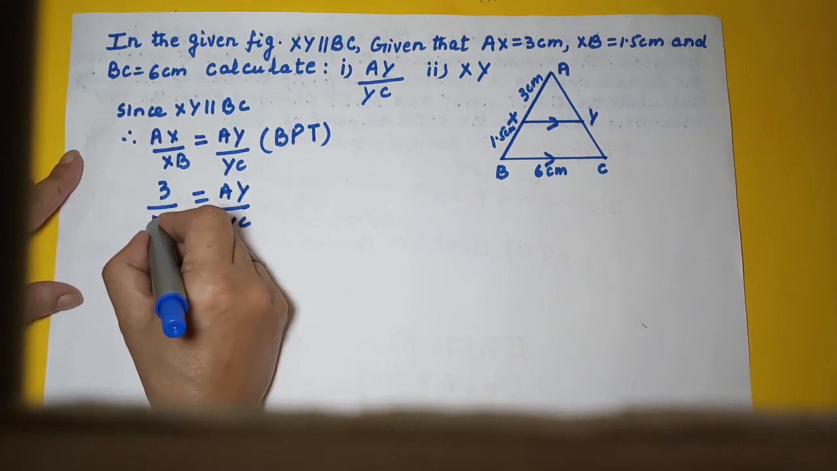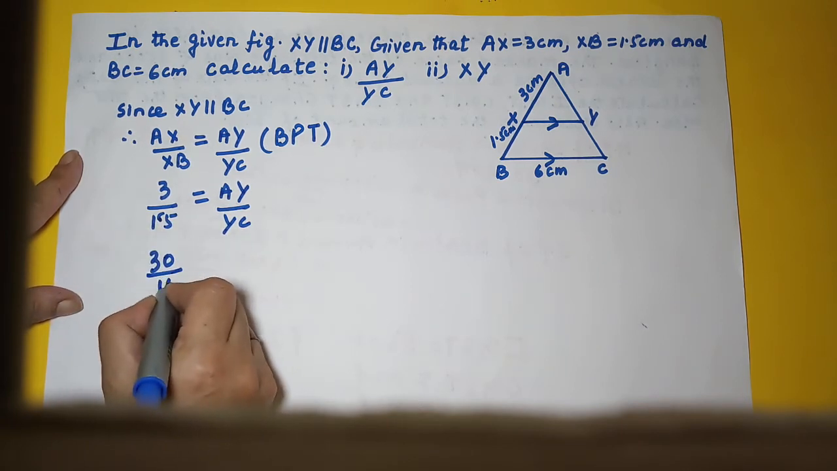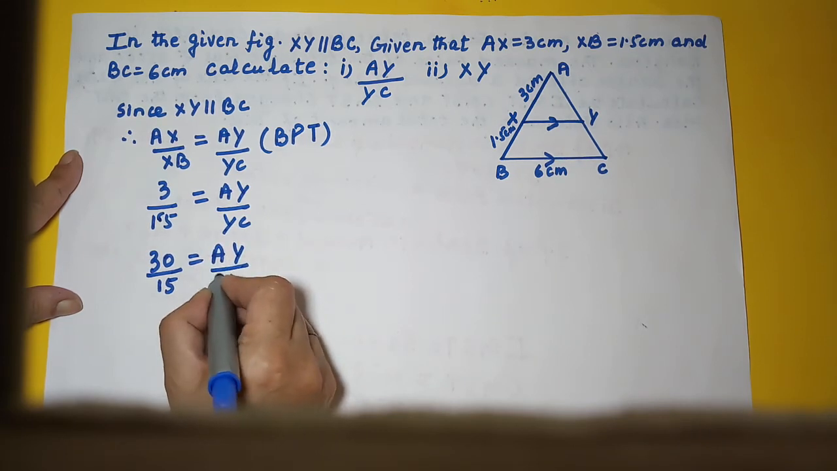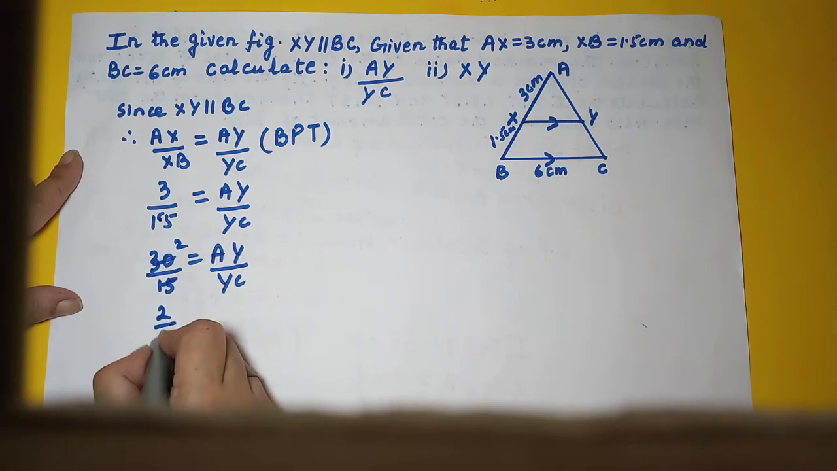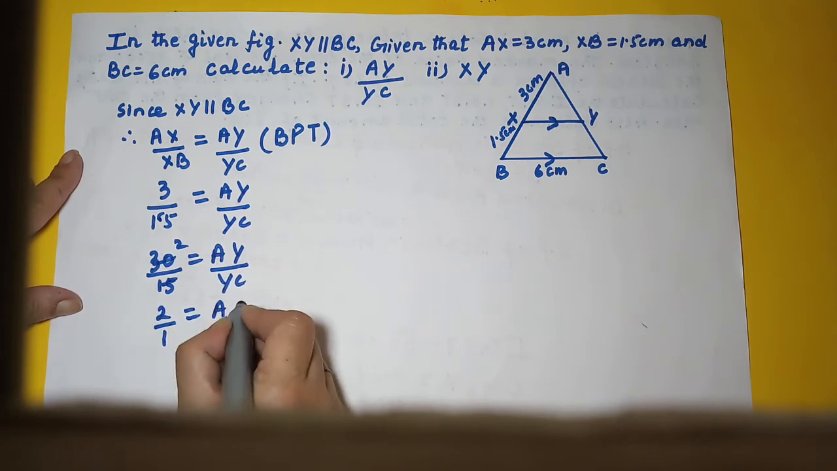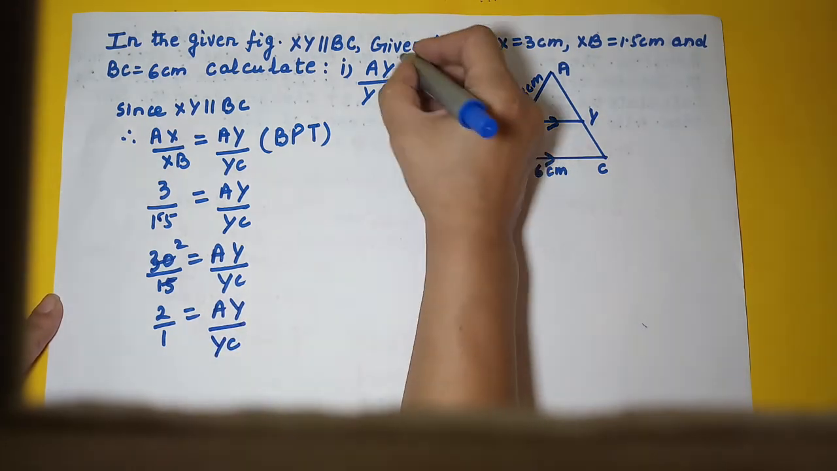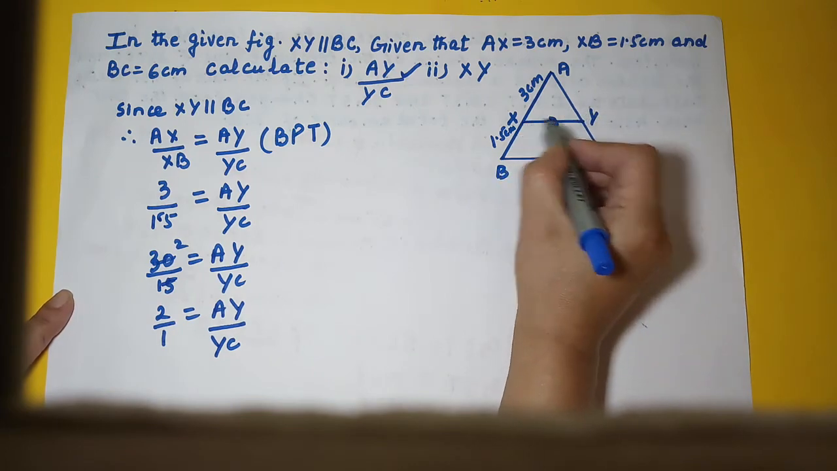If we remove the decimal, this will become 30 upon 15 is equal to AY upon YC. So 15 2s are 30, so 2 upon 1 is equal to AY upon YC. So we have answered the first part of the question. Now we have to find XY.